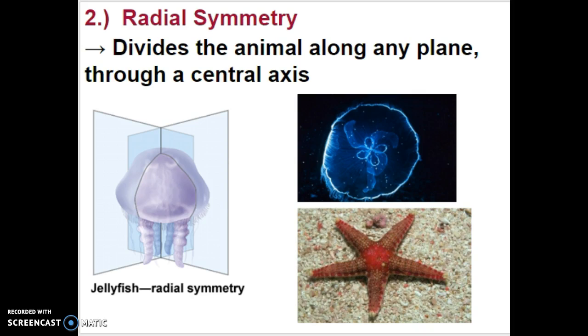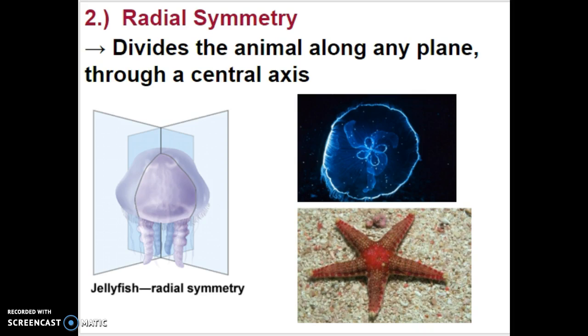Radial symmetry is another type of animal symmetry. If you think of a bike tire and the center of it, the axle with all the spokes coming out of that, that's like radial symmetry. Or if you take a pie and you slice it into a bunch of pieces, that's radial symmetry. So radial symmetry can divide the animal along any plane through a central axis. So you can cut it up nice and evenly into pieces.